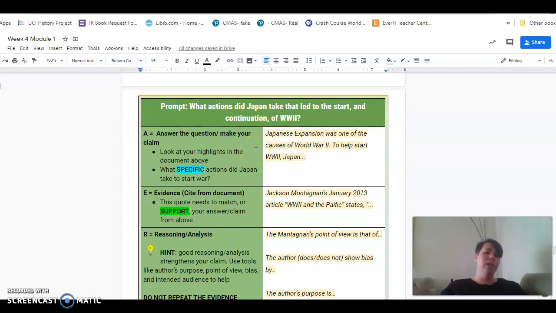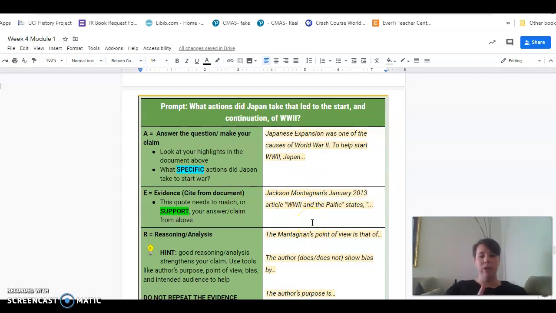And if you know anything about the bombing of Pearl Harbor, ultimately, how did that change the United States' reaction? So the first one is your answer statement. Answer the questions. We're looking for specific actions that Japan took to start a war. I've given you a sentence stem here already. Japanese expansion was one of the causes of World War II. To start World War II, what did Japan do? You're going to respond there.